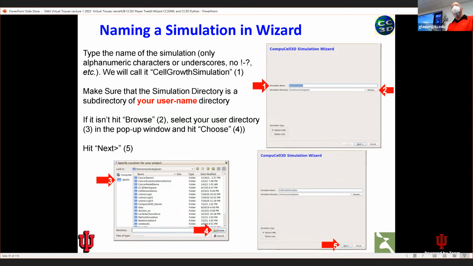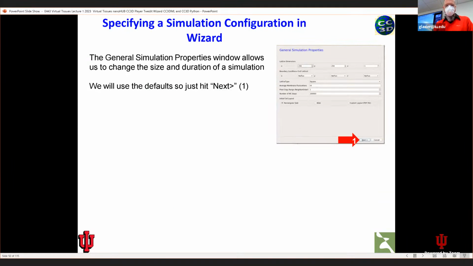I guess I should really be saying, does anybody not have that? That would probably be more effective. Okay. So we'll hit next. And now it's going to help you walk through creating a simulation. The first window is called General Simulation Properties. Everybody seeing this window?